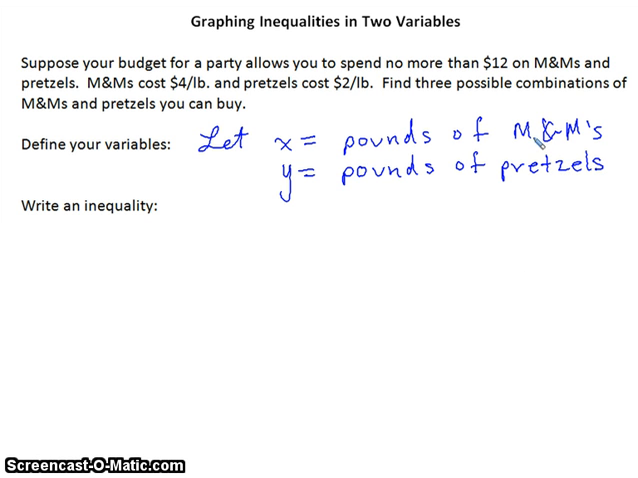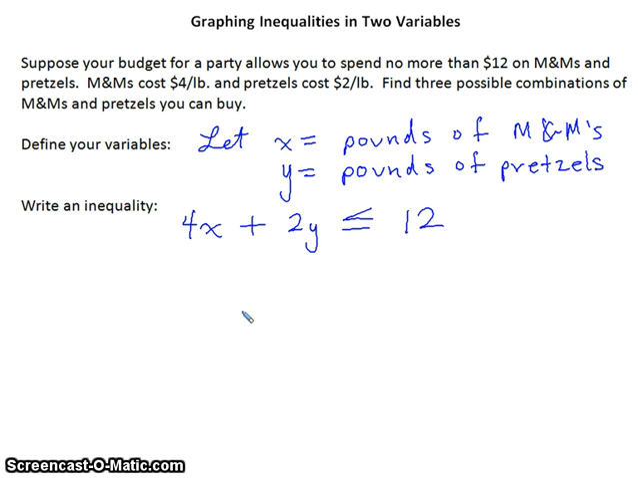Each pound of M&Ms costs $4, so we'll write 4x, plus each pound of pretzels costs $2, so we'll have 2y, and this quantity needs to be less than or equal to $12, so no more than $12. So now we have our inequality.